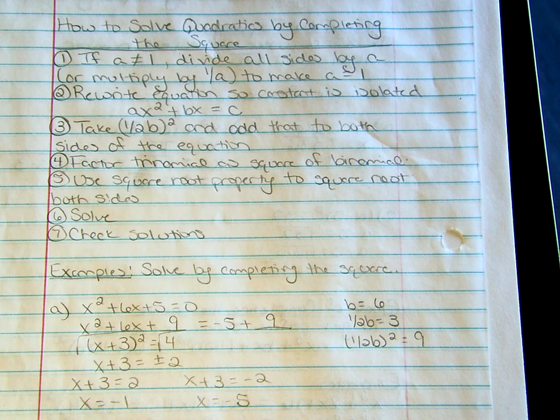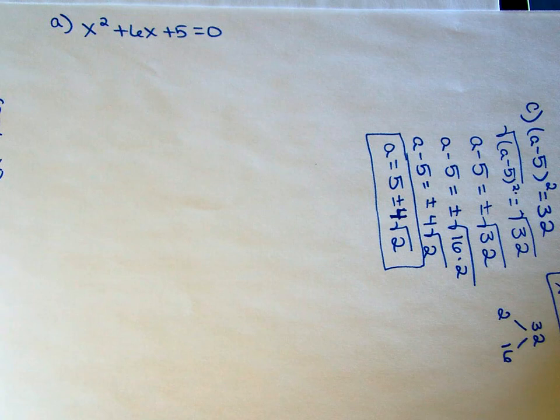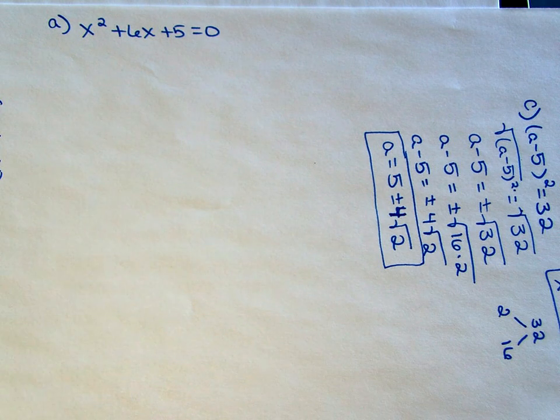Ready to try one? I can't put one up with the steps, so are we okay if I take the steps down? Okay. All right, let's look at a quadratic. We have x squared plus 6x plus 5 equals 0.